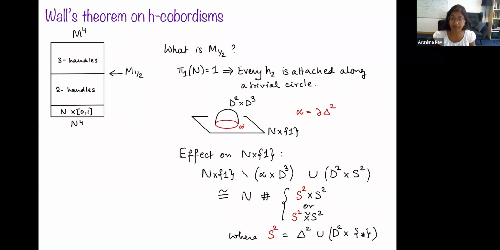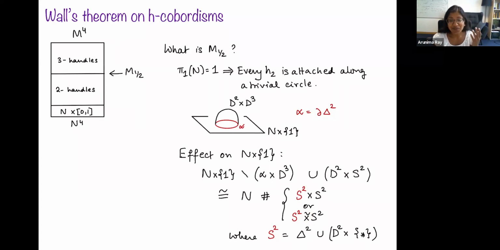And the question is the framing by which this 2 handle is being attached. And you should think about this some more. It turns out there are precisely two framing options, and one of them will give you the trivial product, and one of them will give you the twisted product. That's sort of the generic case.